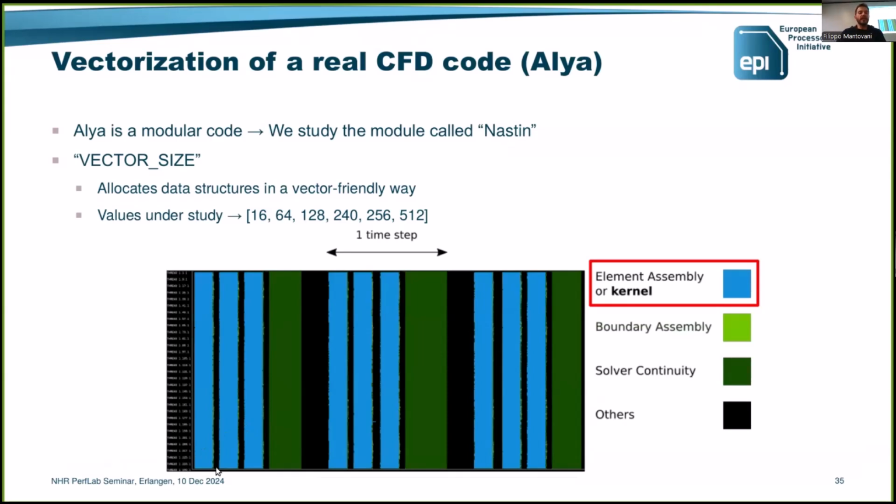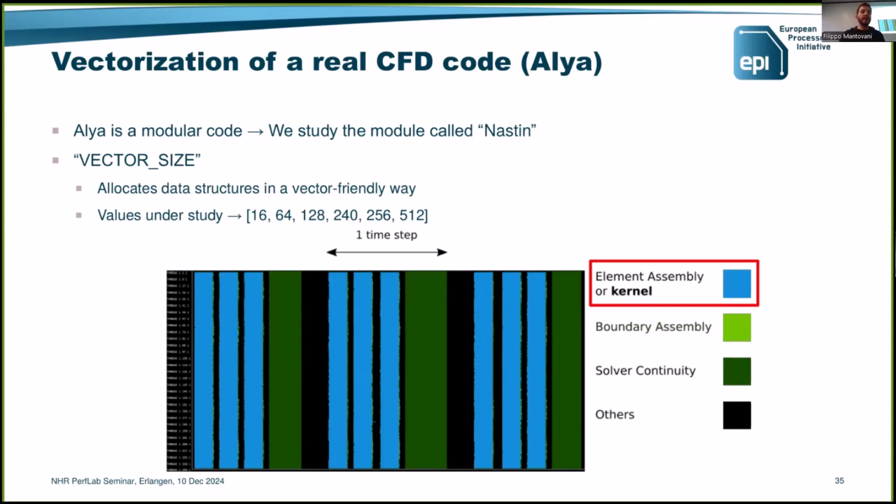So on the x-axis, you have time. On the y-axis here, you have MPI processes. Here, the important points are the colors. Okay, you see that you have a repetitive pattern. This is what we call one time step of computation in this fluid dynamics code, whatever it is. And the blue part is called element assembly. Okay, and it is one kernel that is, as you can see, critical in the execution time.